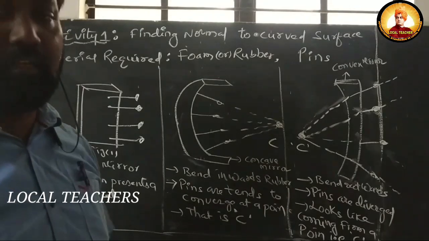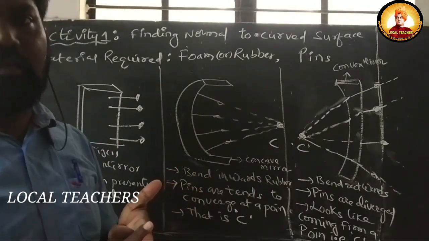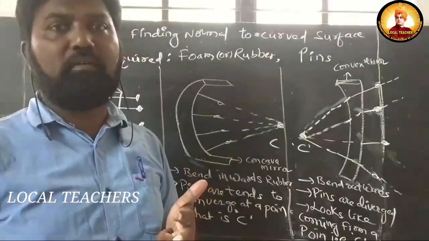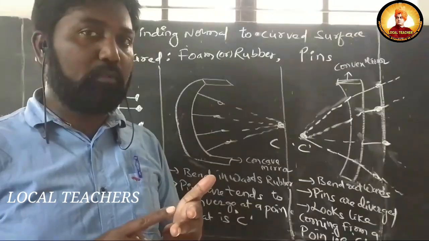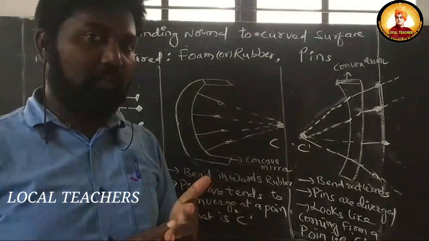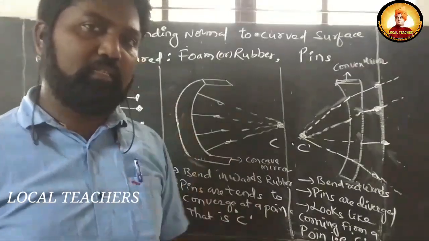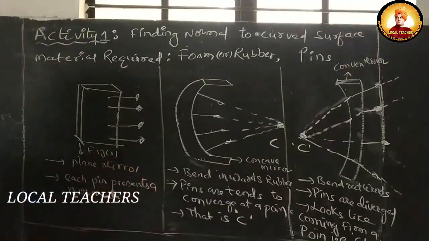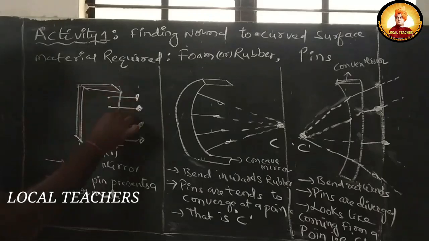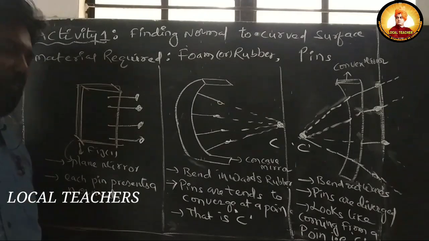For this activity we require one foam or thin rubber and pins. By these two equipments we are going to find how to draw normal for a curved surface. First of all, arrange these two materials as shown in figure 1. See here figure 1, this will represent a thin rubber layer or foam. The shape is like a plane mirror.